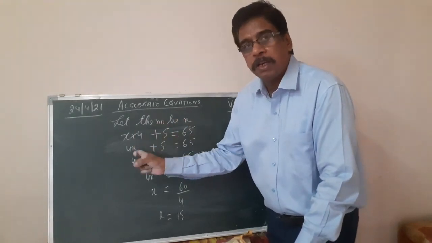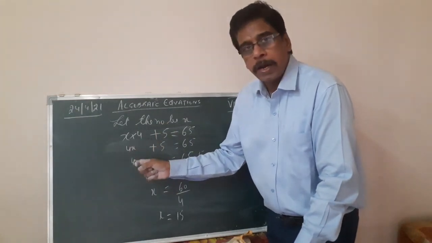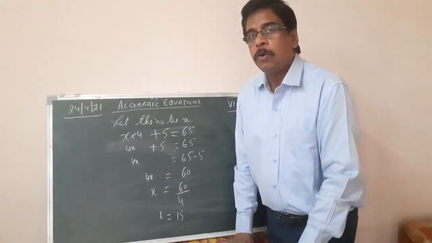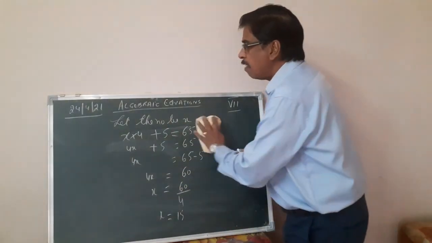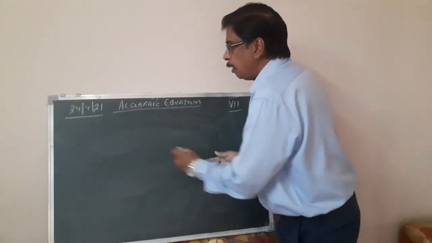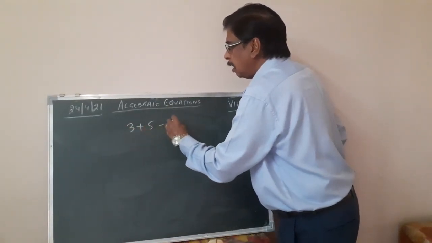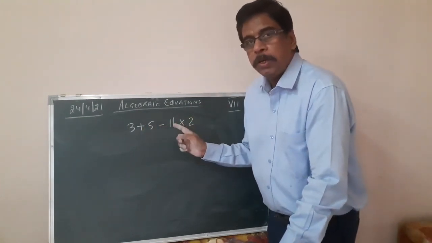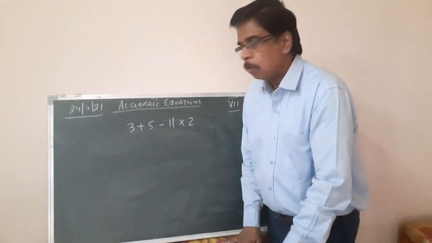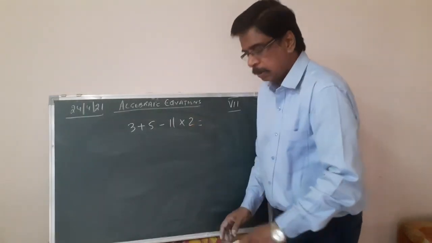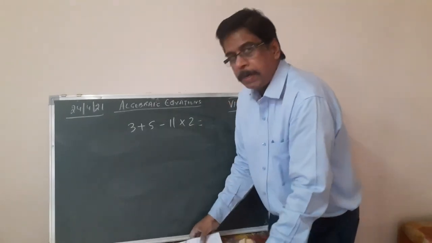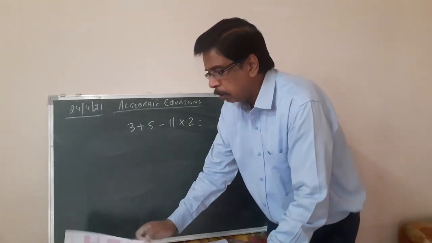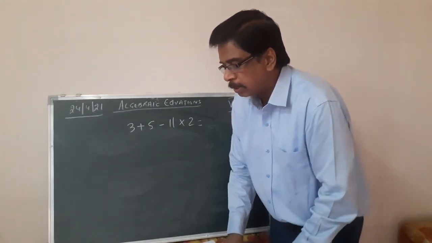This is called an algebraic equation. Why? Because it has variables. It has x or y or z or p or q, etc. That is why they are known as algebraic equations. If we only have numbers, suppose we have only 3 plus 5 minus 11 into 2, etc., these are called numerical equations. Numerical equations with numbers is equal to whatever it is. But here we have algebraic equations having x, y, z, etc.